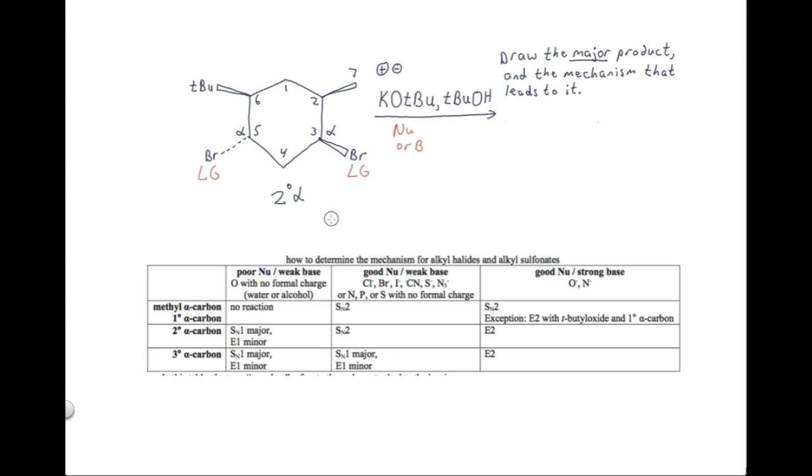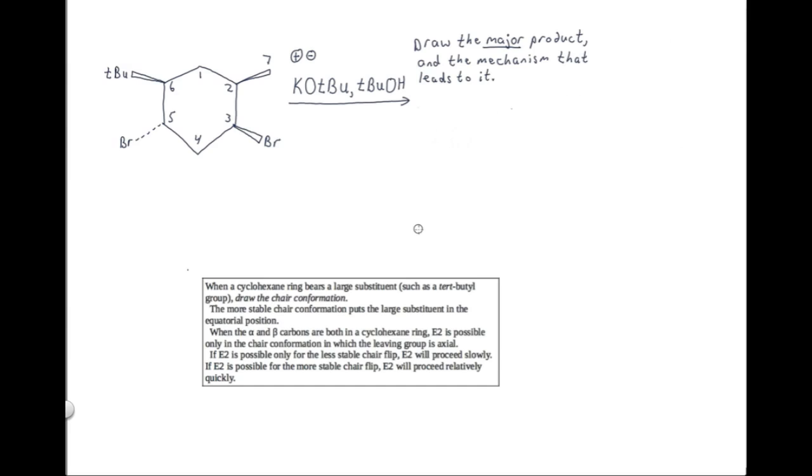So either way we're going to have a secondary alpha carbon, which puts us in the middle row of the table. We're using O-, which puts us in the right-hand column of the table. So our table predicts an E2 mechanism. So we should write down that we're using an E2 mechanism. Don't assume the mechanism is E2. Use the table to determine the mechanism.